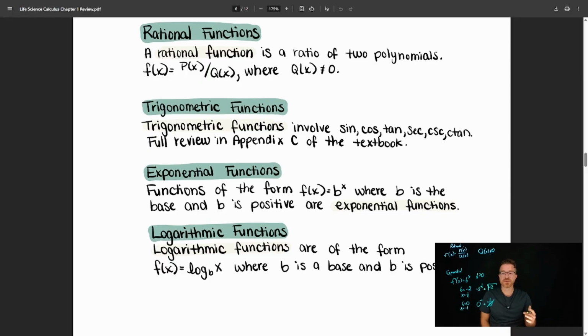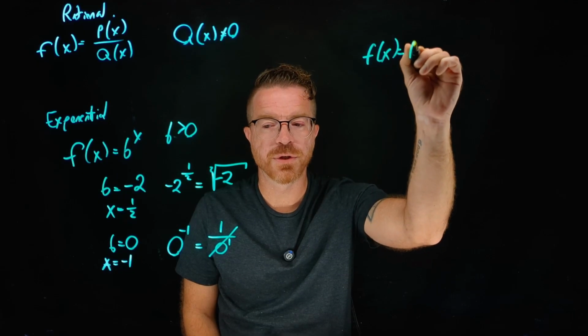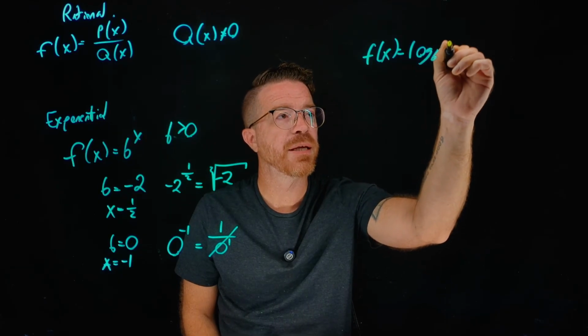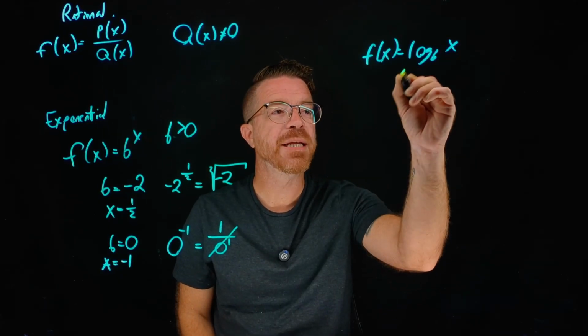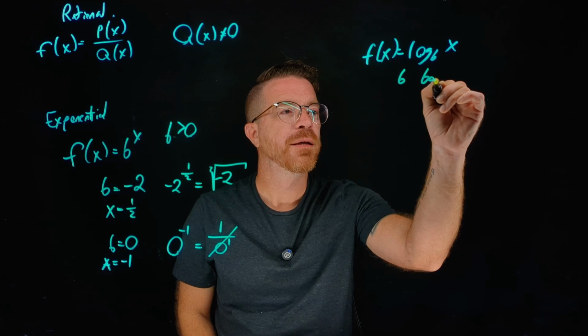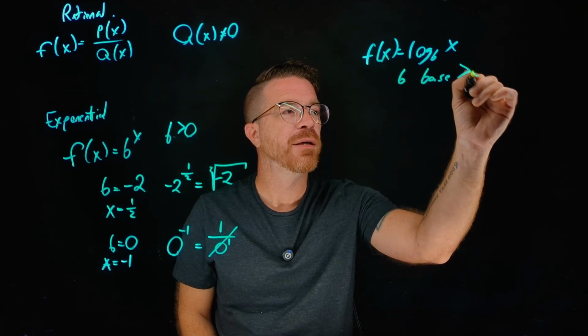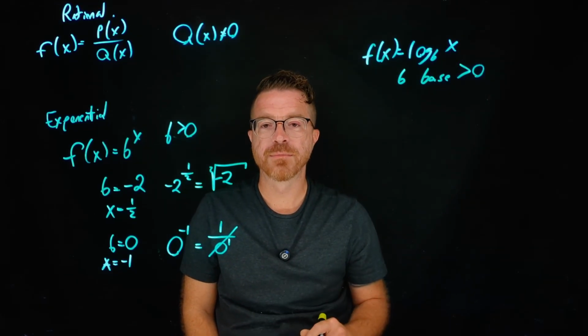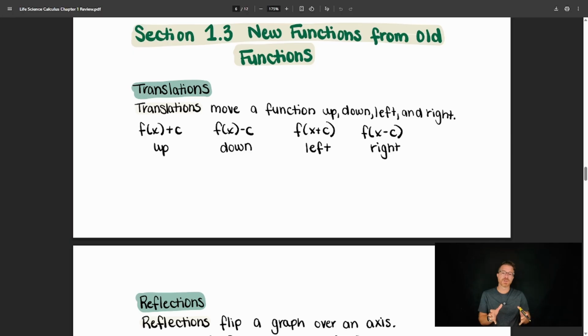Next, we have our logarithmic functions, which would be of the form f of x is equal to log base b of x, where again, b is our base, and it must be positive, greater than 0. Now that we've learned a little bit about functions, we're going to look specifically at translations of those functions.